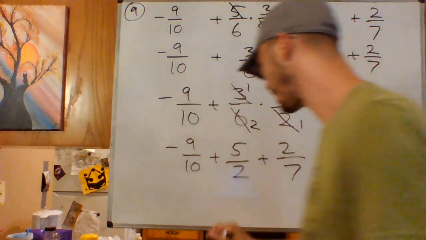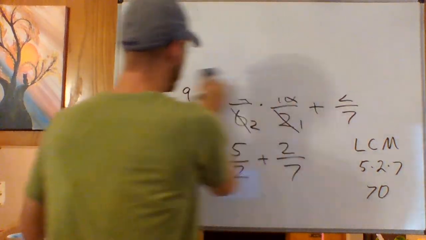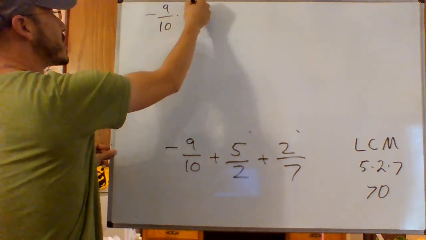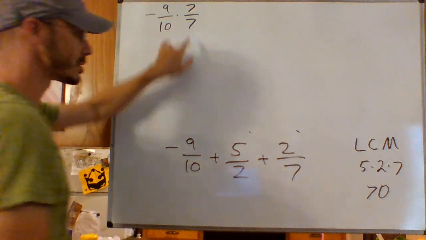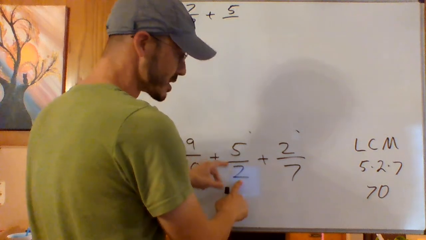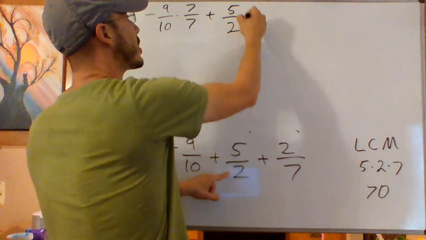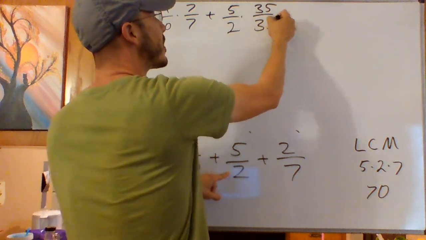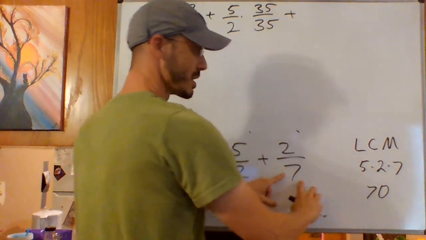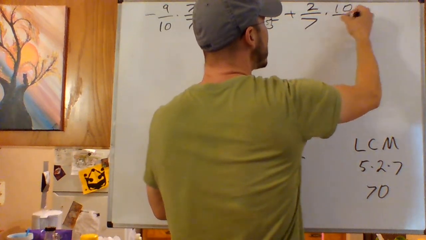I need to multiply the first fraction -9/10 by 7/7 to get that common denominator. I need to multiply the second fraction by, let's see, it's got a factor of 2, but I need the factor of 5 and 7, that's 35, and I need to multiply this one by the factors of 5 and 2 to get 70. That's 2/7 times 10/10.